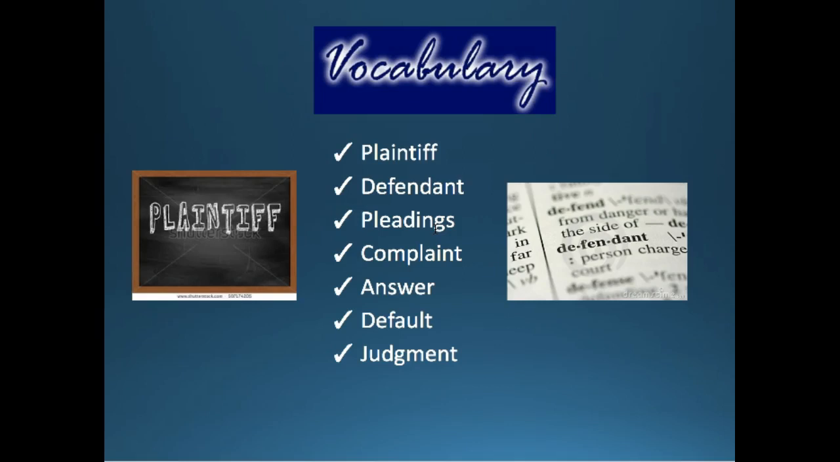The process of civil litigation formally begins when the plaintiff files a written document called the complaint. In the complaint, the plaintiff alleges or claims that the parties who are being sued, also known as the defendants, have done something or have failed to do something which entitles the plaintiff to relief.